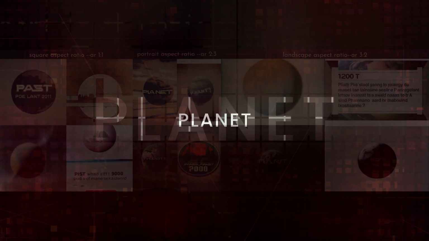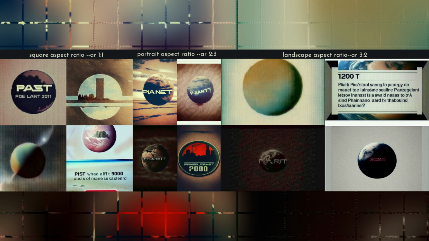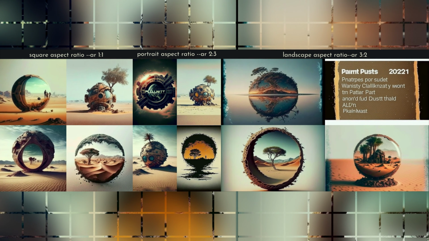Planet. These are round. And many of them have text on it that tries to spell the word planet, but fails miserably. And the Stylize 1000 gives some desert vibes here to many of the images. They don't look anything like planets. There's still some borders and some odd text on some of the images.